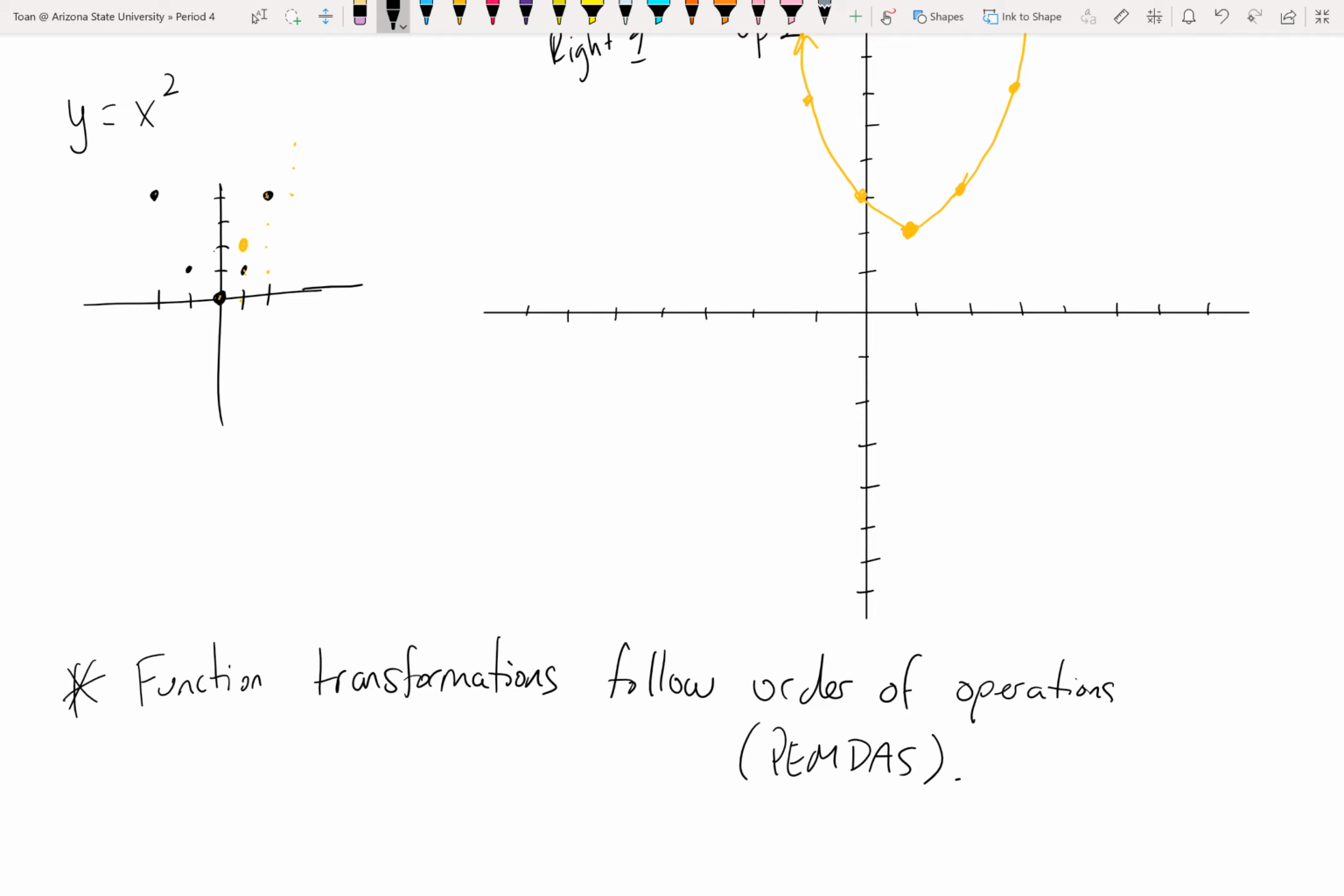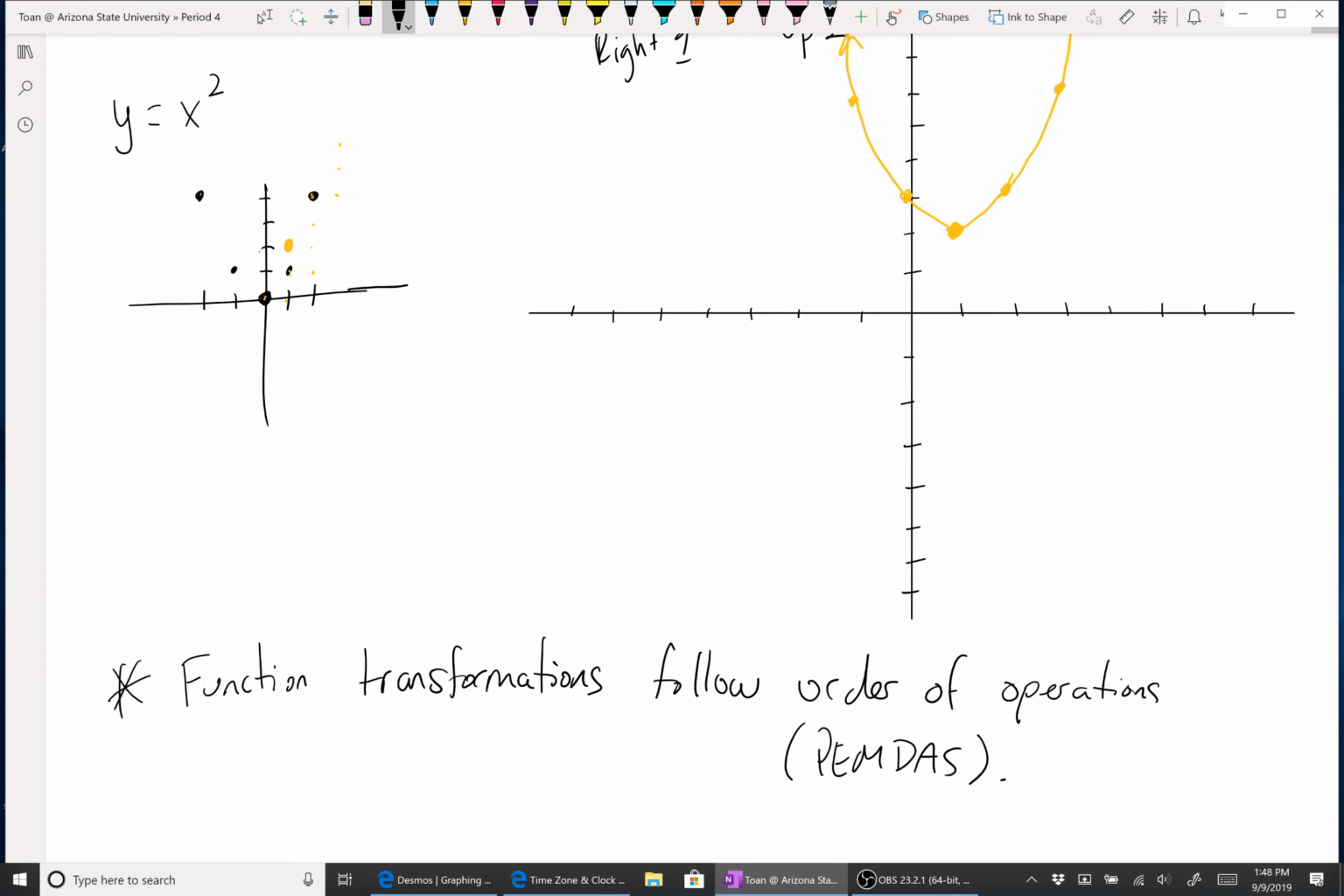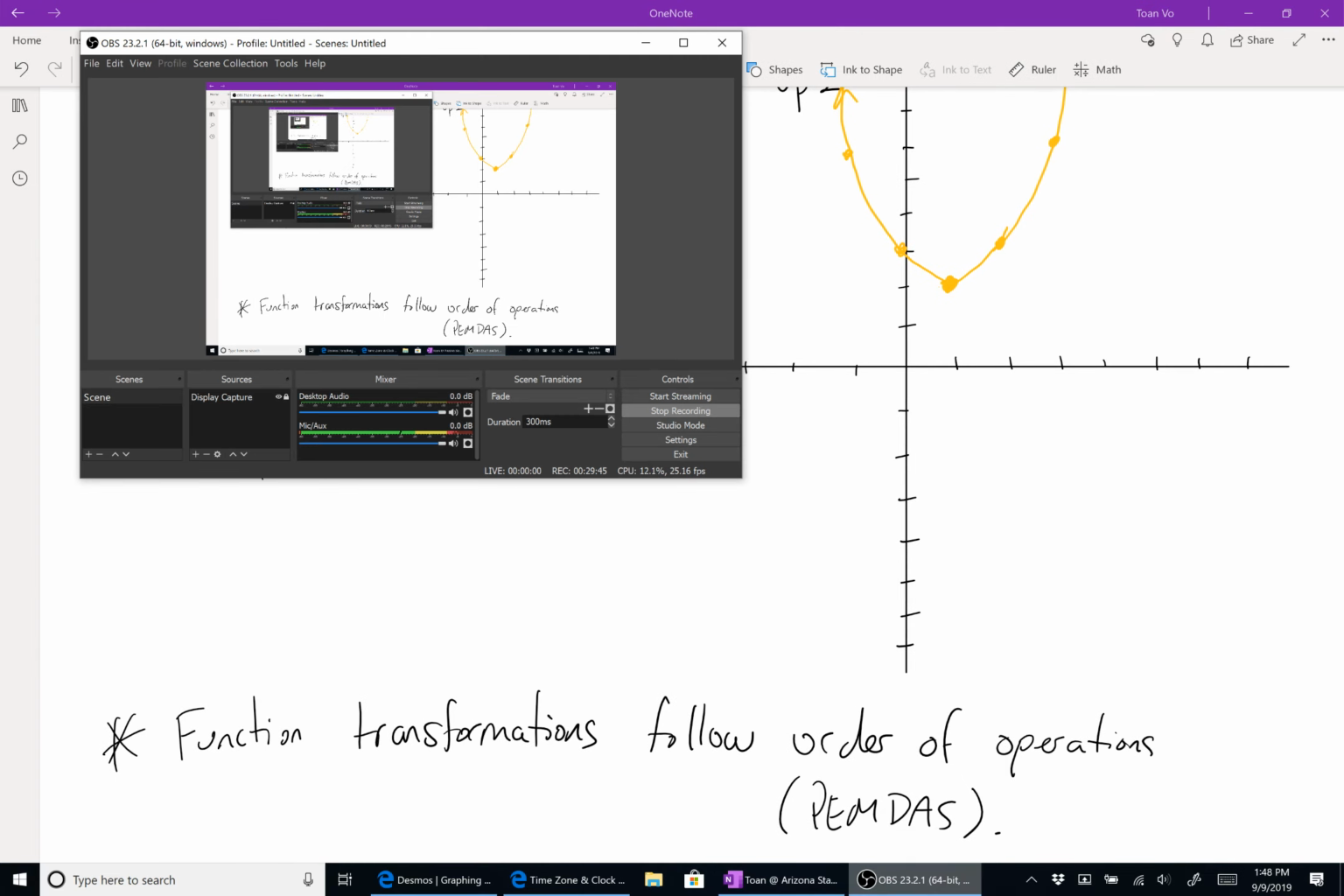Well, that's it. That is 2-6. A simple concept, but it's hard in the sense that you got to memorize it, you got to know it. But if you know function transformation, every single function we'll see this year will be a piece of cake.